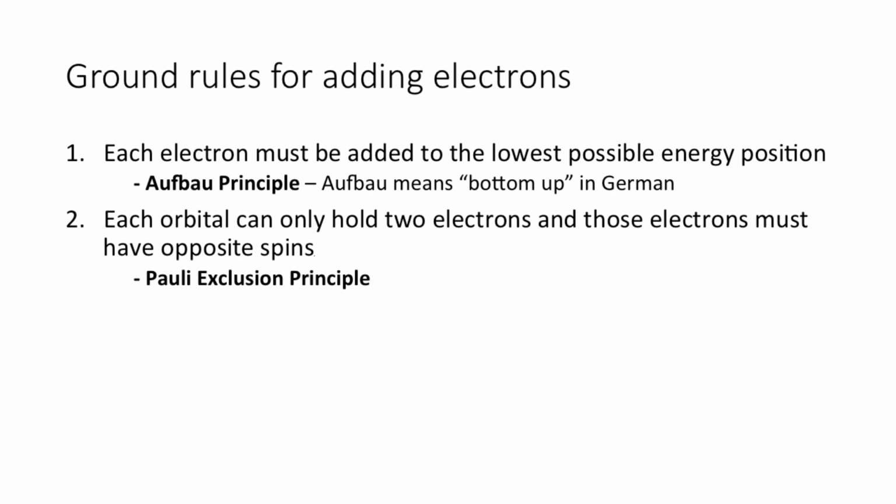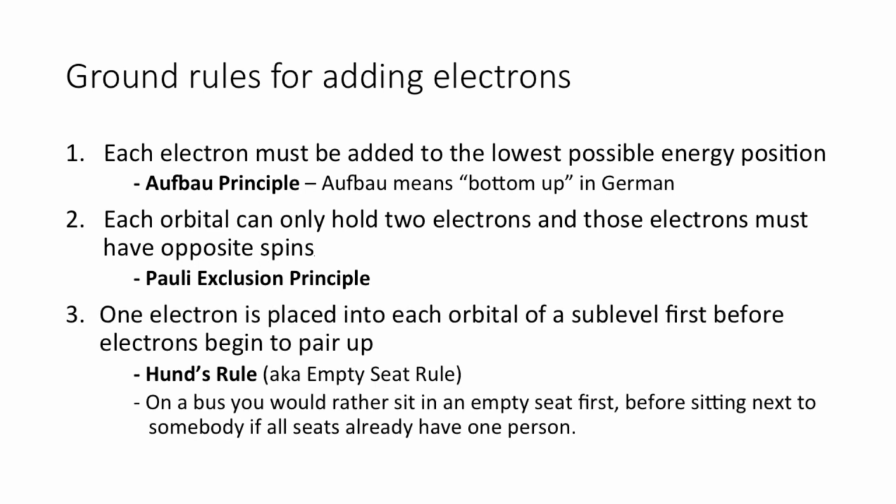Finally, electrons inherently repel each other, which means that they are more stable alone than they are with a partner. The final rule is Hund's rule, which is also known as the empty seat rule. Much like on a bus where you'd rather sit alone than with a stranger, electrons would rather enter an orbital by themselves as opposed to pairing up. Now, once each seat or orbital is half filled with 1 electron, then the second electron can be added to each one.